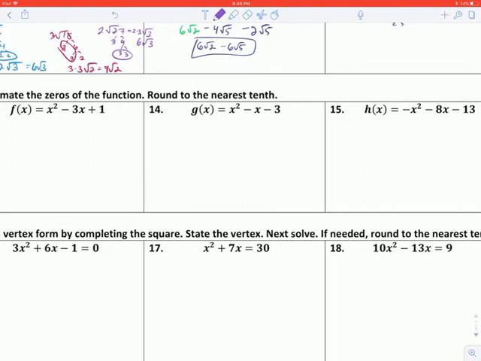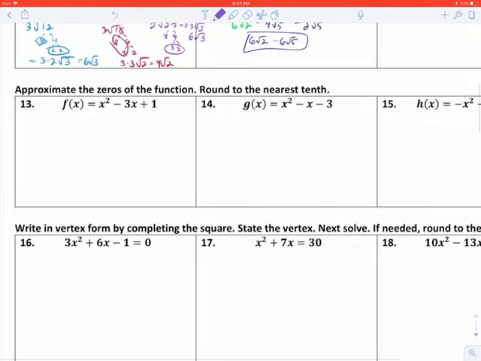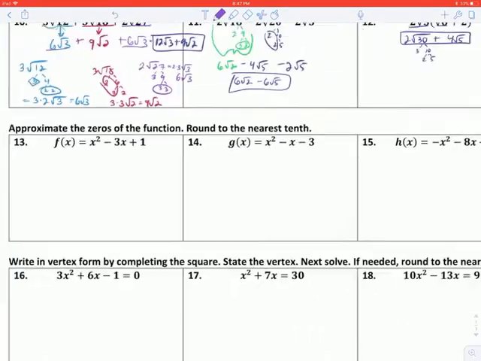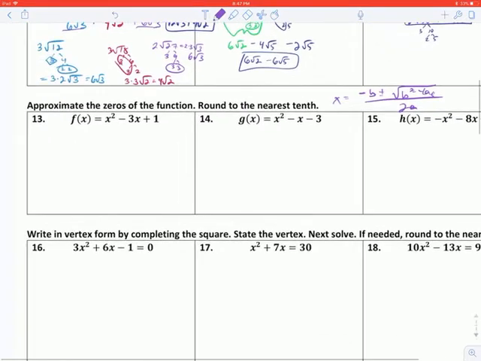However, looking at all three of these, I can tell that there will not be a way to factor these so nicely. So let's use the quadratic formula, and I'll write that right here. x is equal to negative b plus or minus the square root of b squared minus 4ac, all over 2a. Okay, so definitely want to know that for this exam.